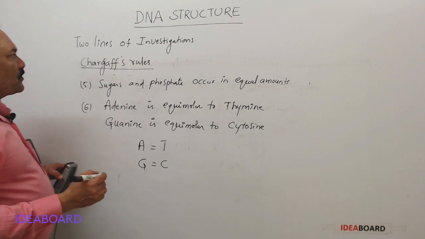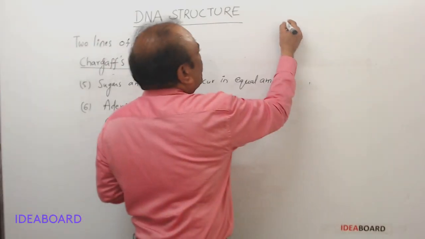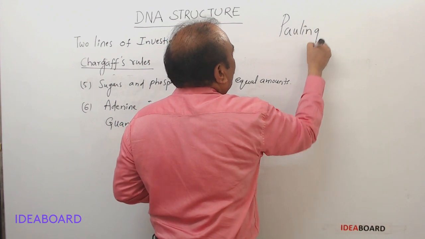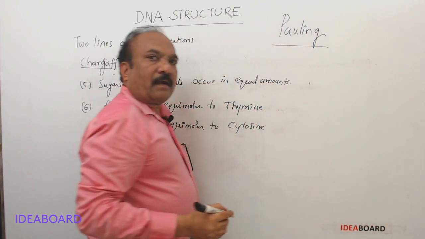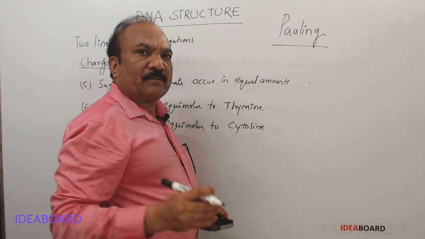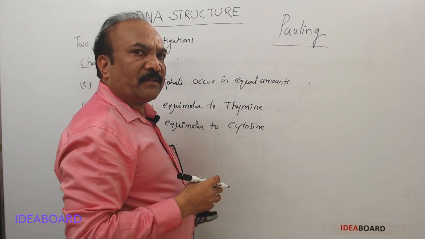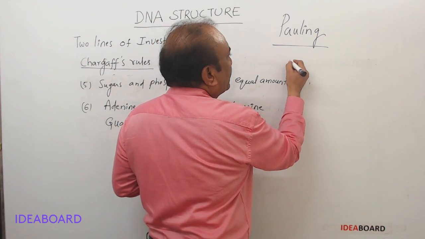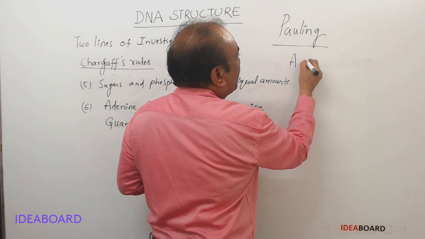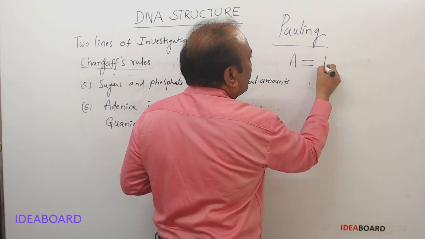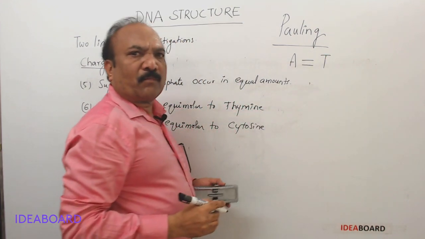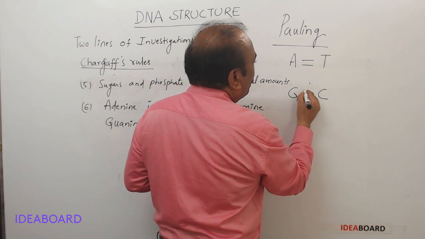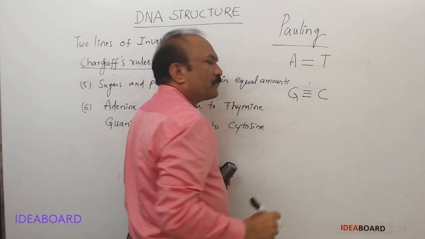Later, one scientist called Pauling discovered the existence of hydrogen bonds between these bases. He stated that between A and T, a double hydrogen bond, and between G and C, triple hydrogen bonds are established.